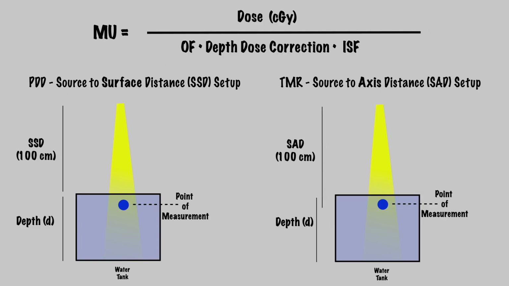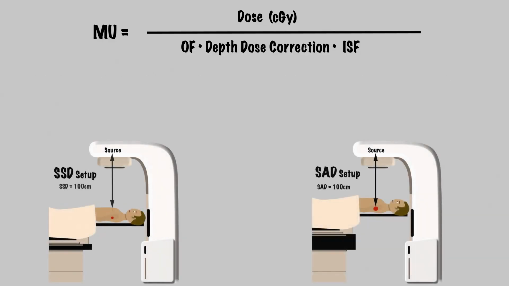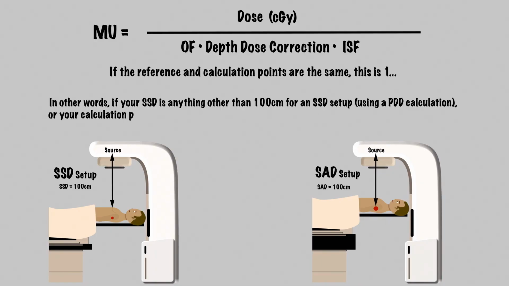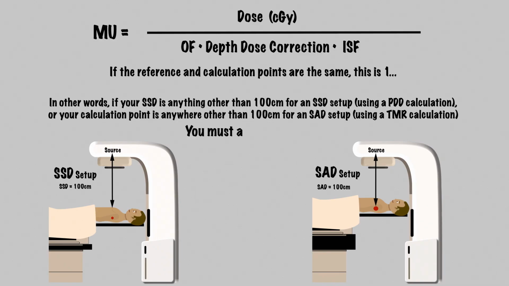Physicists measure each of these values, the output factor, the PDD, and the TMR, during commissioning of each LINAC and generate lookup tables, which are used to perform our MU calculations. The nuanced thing here is the inverse square factor in the denominator. You need inverse square if the calculation point is not the same distance from the source as the reference point. In other words, if your SSD is anything other than 100 centimeters for an SSD setup using a PDD calculation, or a calculation point is anywhere other than 100 centimeters for an SAD setup using a TMR calculation.